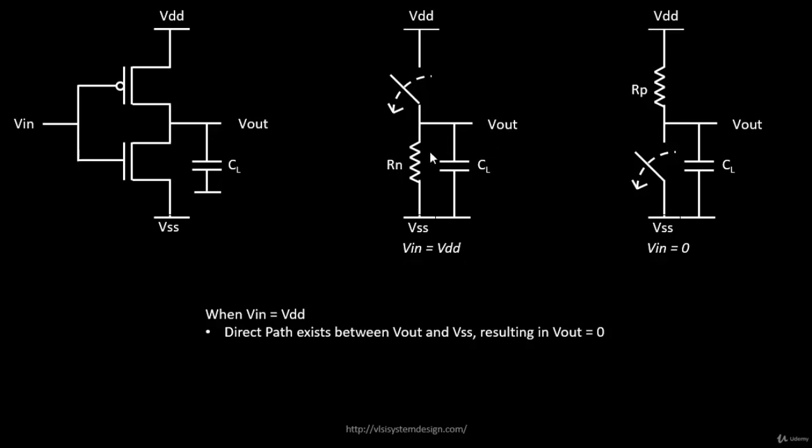So basically, if your capacitance was completely charged, because of this particular condition, which is Vin equal to VDD, all the charge present in this capacitor will discharge through this particular Rn, or the NMOS resistance, and as a result the potential at this point will be completely 0.